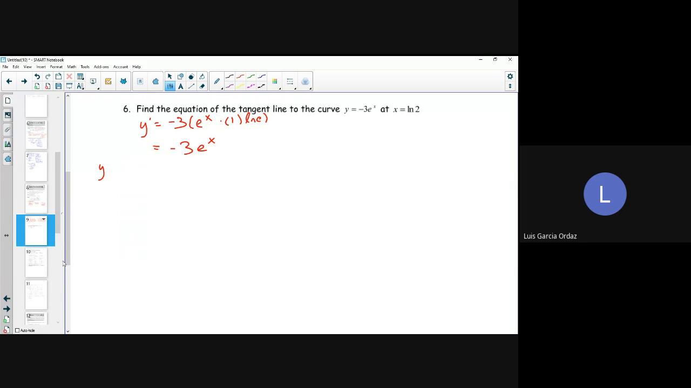Now I need to figure out my slope of the tangent, where x is equal to ln of 2. So I need to sub in ln of 2 for x. So negative 3 times e to the power of ln of 2. So if we look back to my laws of natural logarithms, when I have it in the form of e to the power of ln of 2, my solution to that will always be what my exponent is. So in this case, e to the ln of 2 just gives me back 2.